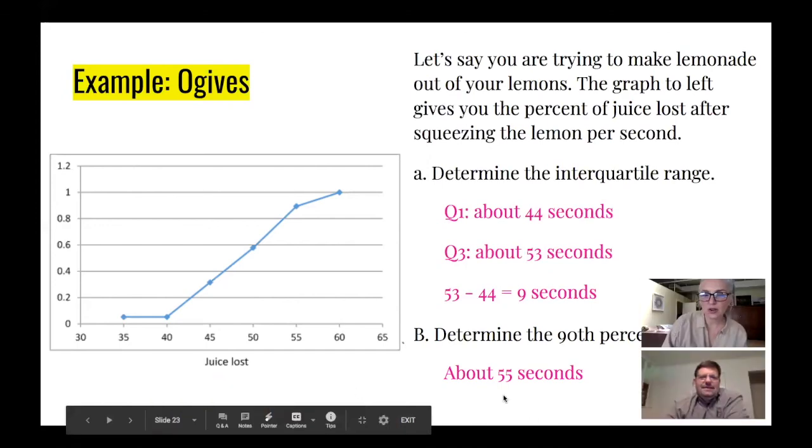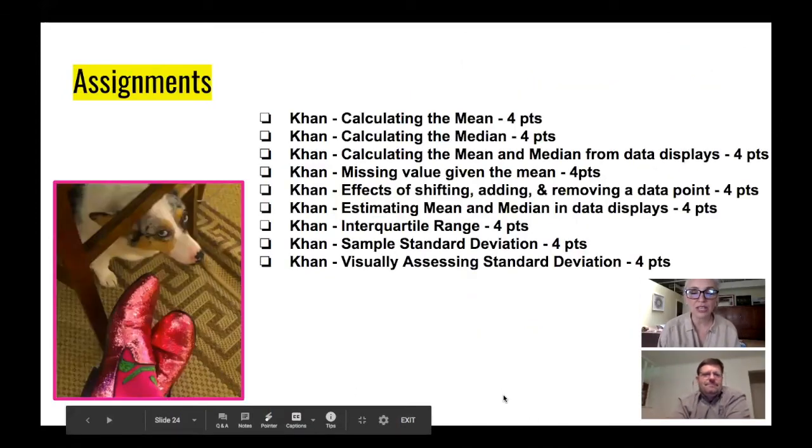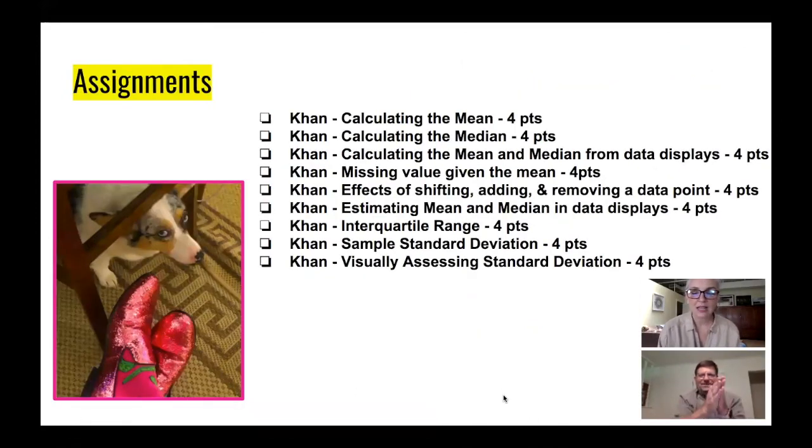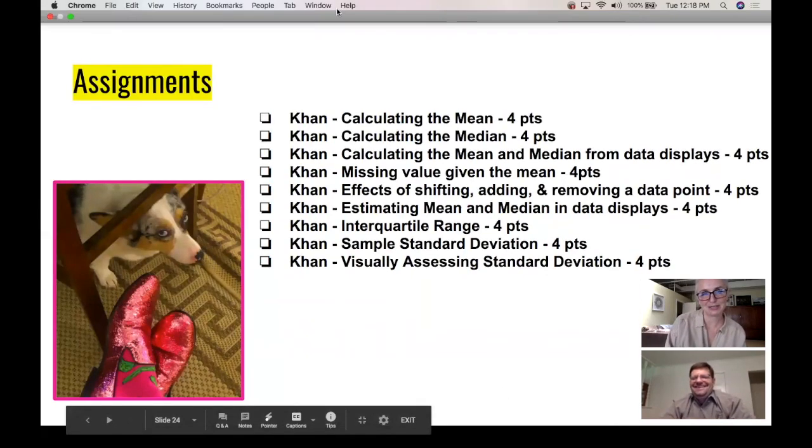Okay, so from there, you're going to do about 1 million Khan Academies. Look at the corgi. Oh, she's so cute. Oh, and the pink shoes.